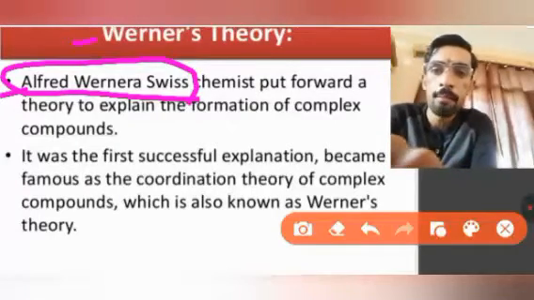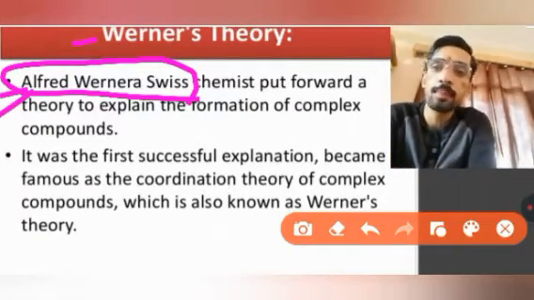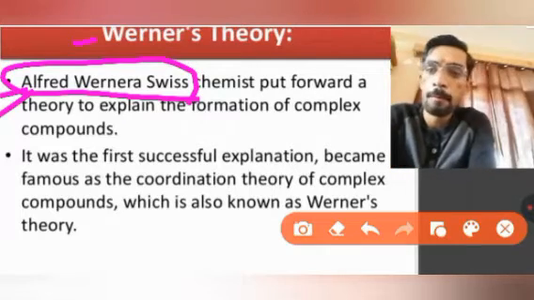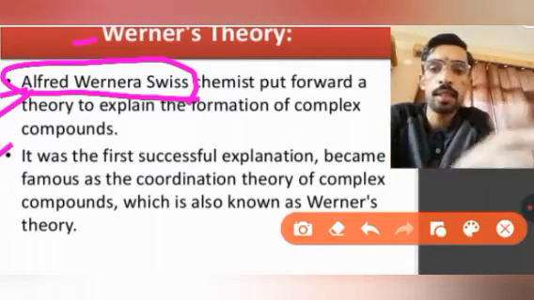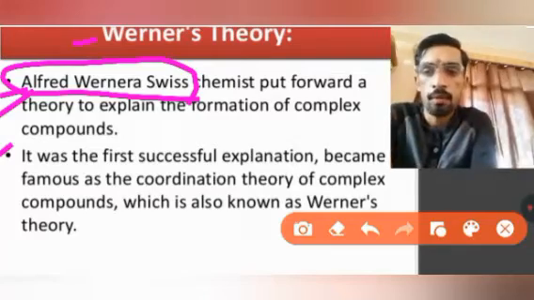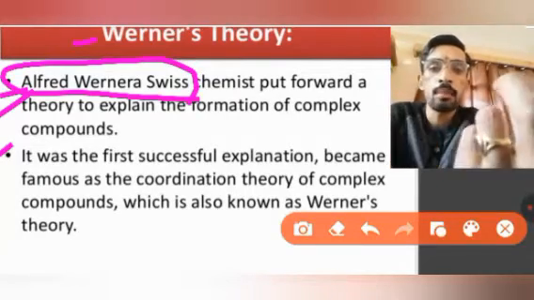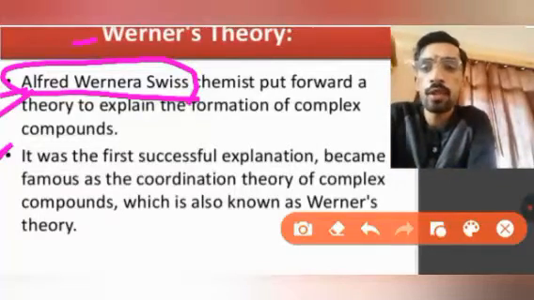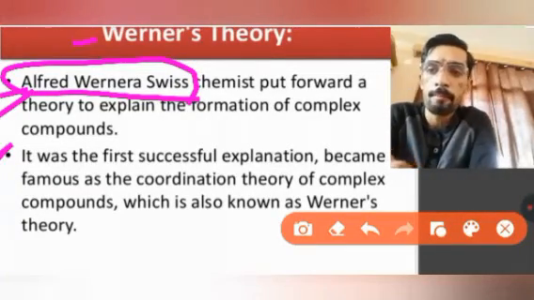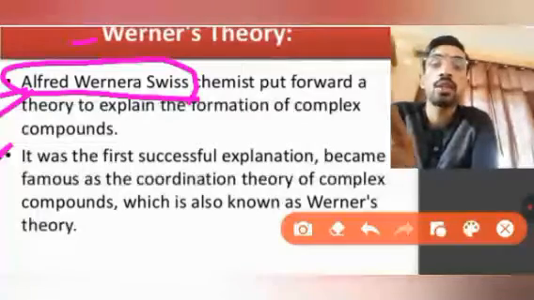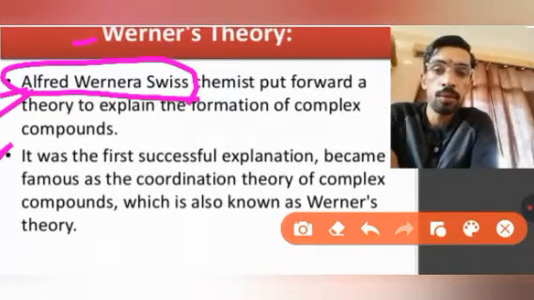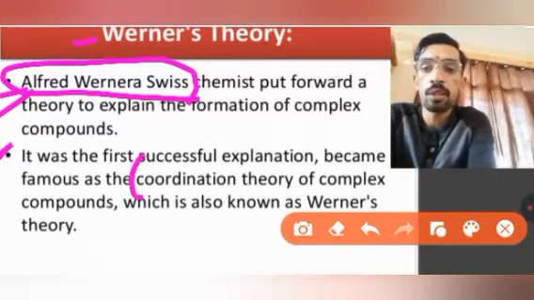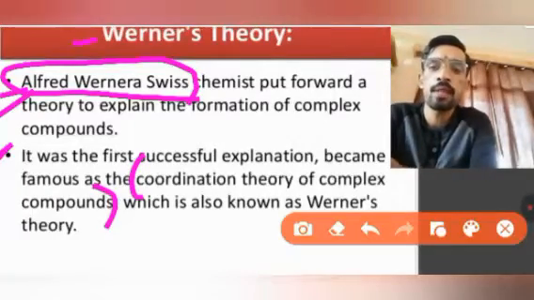He was the chemist who put forward a theory to explain the formation of complex compound, in which उसने ये theory दी थी कैसे complex compound form होते हैं. In his postulate he will tell how complex compound is formed, so you need to listen carefully. It was the first successful explanation which became famous as the coordinate theory of complex compound. So the Werner theory is also known as coordinate theory of complex compound.